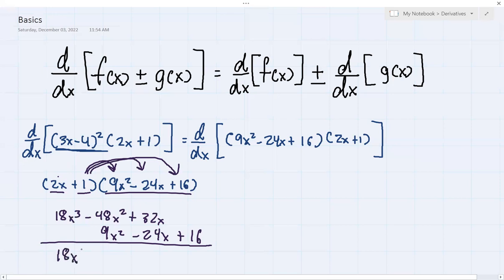So bring down 18x cubed. Ito naman, negative 48x squared plus 9x squared. I think this is 39x squared. Tama ba ako? 39x squared. Let me check nga. 48 minus 9. 18, 3, 9. Oh, tama ako. Sige. Just to be sure lang guys, paminsan I could be wrong in arithmetic.